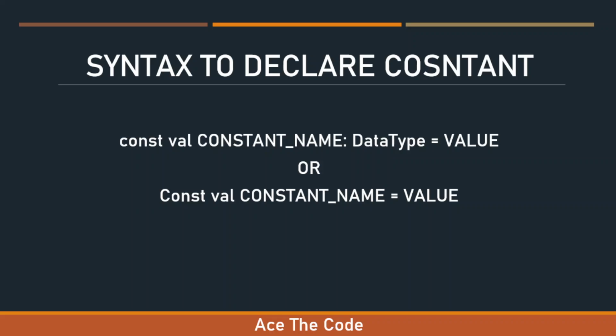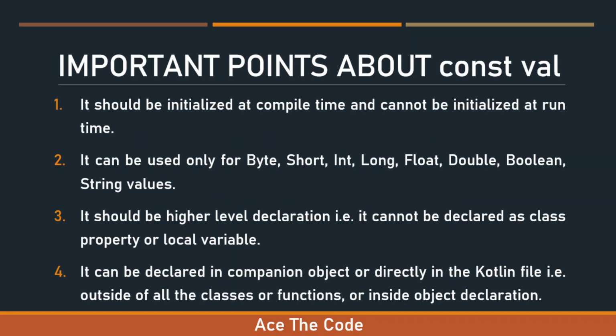There are some important points to remember or to understand about constant declaration. The first important point is constant should be initialized at compile time and it cannot be initialized at runtime. Whatever initial value we have to assign, it has to be assigned at compile time only.